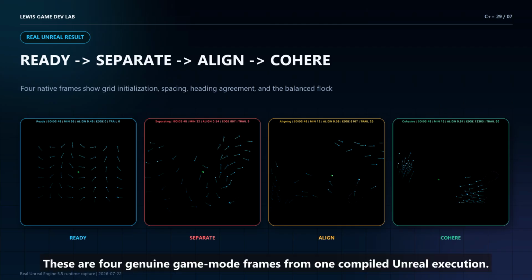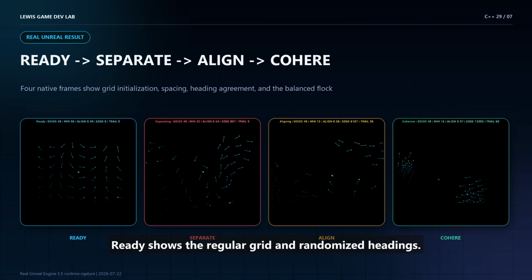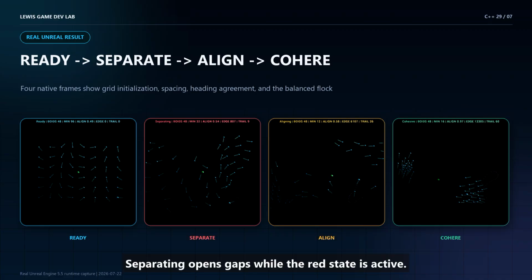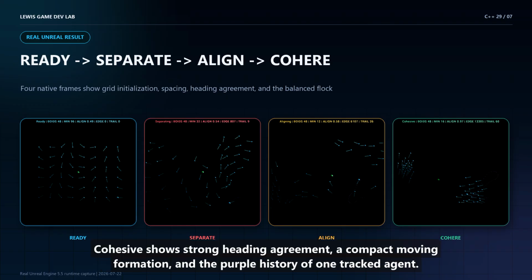These are 4 genuine game mode frames from one compiled Unreal execution. Ready shows the regular grid and randomized headings. Separating opens gaps while the red state is active. Aligning shows local groups turning in common directions. Cohesive shows strong heading agreement, a compact moving formation, and the purple history of one tracked agent.